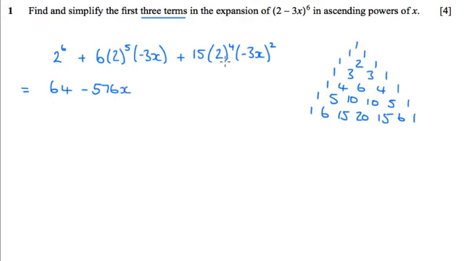And then for this term, this is going to be positive because we're going to square this 3, or the minus 3, sorry, which will be 9. So we're going to need 15 times 2 to the power of 4, which is 16. So 15 times 16 times 3 squared, which gives me 2,160 x squared.